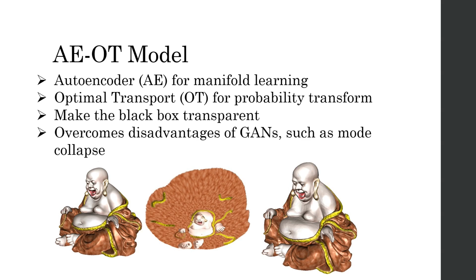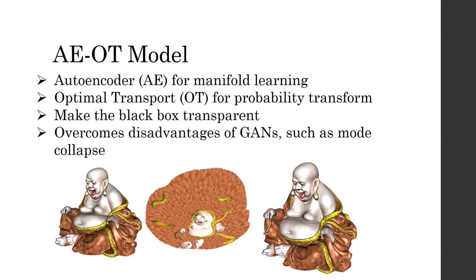In our AEOT model, we use an autoencoder to learn the manifold. In the Buddha example, we flatten the Buddha into a two-dimensional latent space by the autoencoder. Then we learn our optimal transport map from uniform distribution to the data distribution in the latent space. Composing the optimal transport map and the decoder together, we can reconstruct the Buddha manifold perfectly, as shown in the right figure.